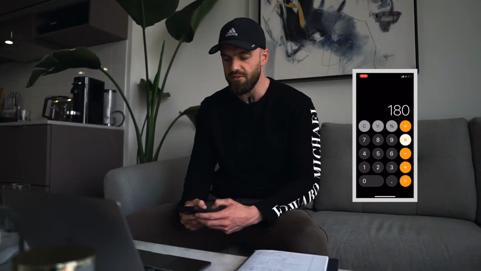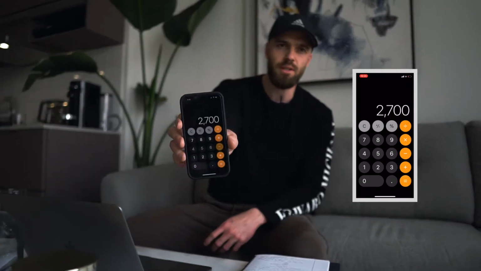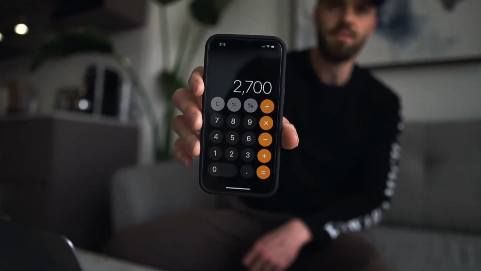So for example, right now I am sitting at about 180 pounds. So I'm gonna take 180 and times it by 15, and that's gonna give me 2,700 calories. So that is my maintenance calories. If I wanna maintain my current weight of 180, that's what I'll keep my macros at.